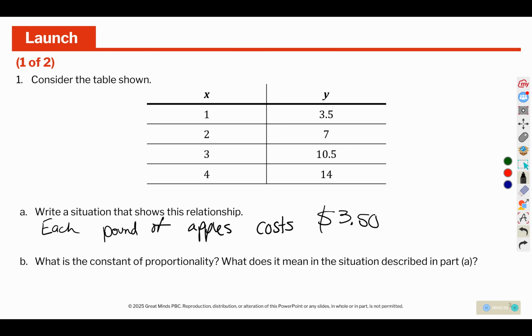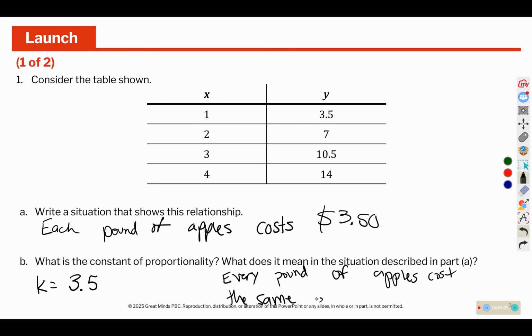B, what is the constant of proportionality? Well, that constant, each pound, is 3.50, so the constant of proportionality is 3.5. Remember, we use K for representing the constant of proportionality. And then it says, what does it mean in the situation described in part A? Every pound of apples costs the same amount of $3.50.